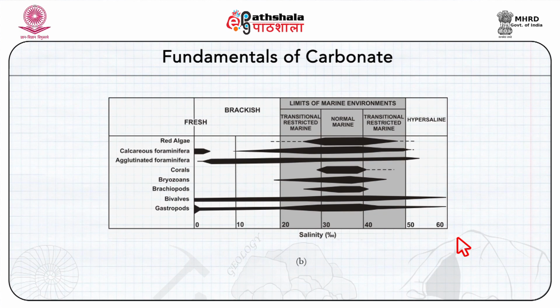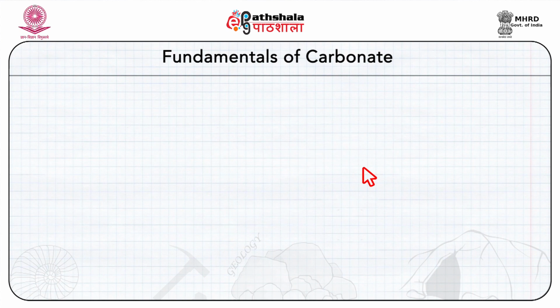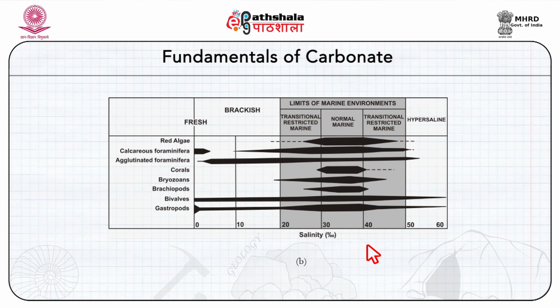Now, this is discussed in the two figures, that is figure A and B. In figure A, latitudinal change in the carbonate constitution from tropical to temperate regions is shown. In figure B, their respective salinity tolerance limits are shown, with thickness of lines indicating relative abundance.